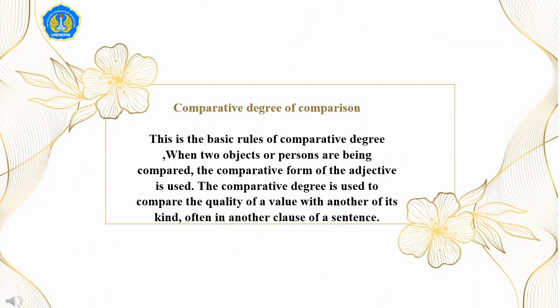And now we move to comparative degree of comparison. This is the basic rule of comparative degree. When two objects or persons are being compared, the comparative form of the adjective is used. The comparative degree is used to compare the quality of value with another of its kind, often in another clause of a sentence.